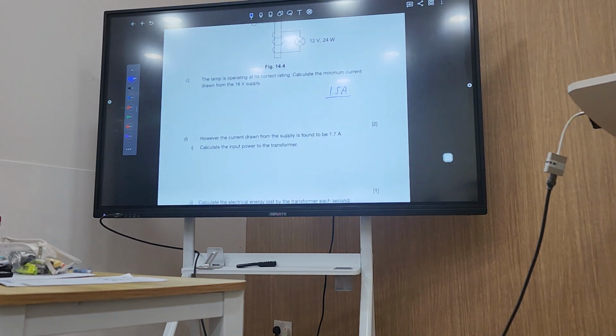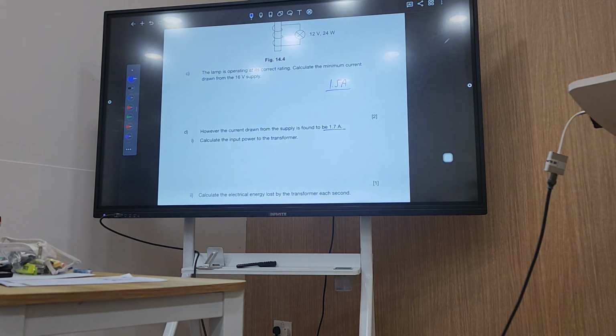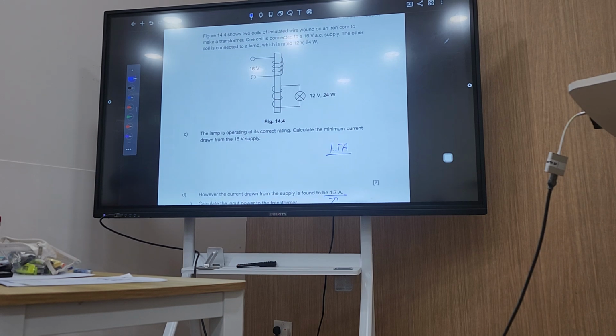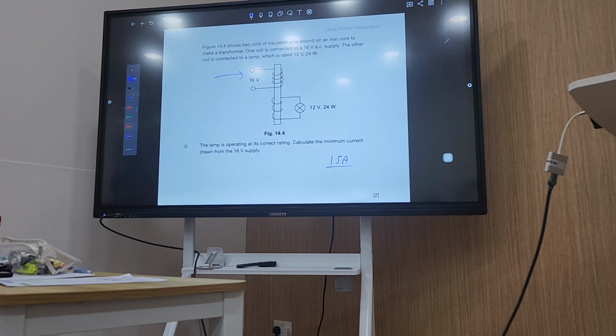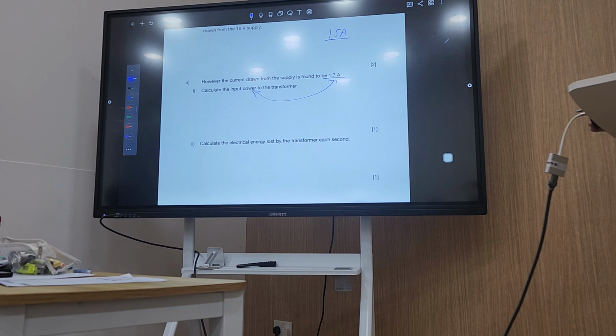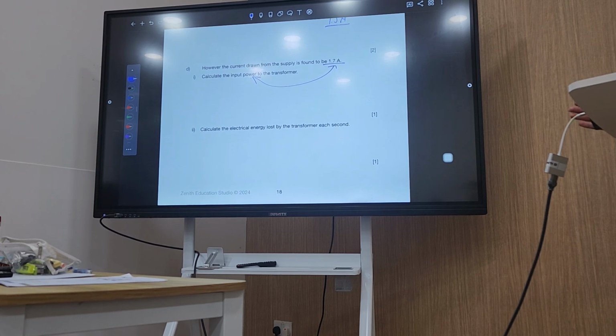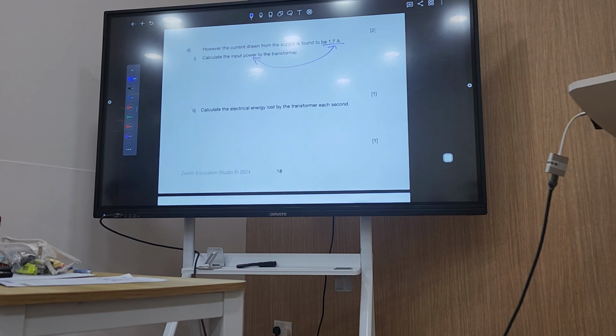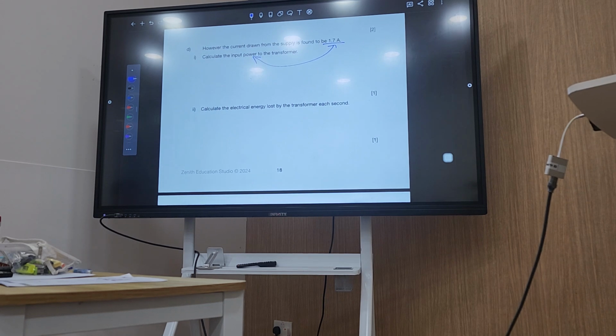However, the current drawn from the supply is 1.7. Can you calculate input power now? Yeah, can, right? Why you draw from the supply? This fellow is 1.7 amperes instead of 1.5. No issue. Yes. Good. Calculate electrical energy lost by the transformer.